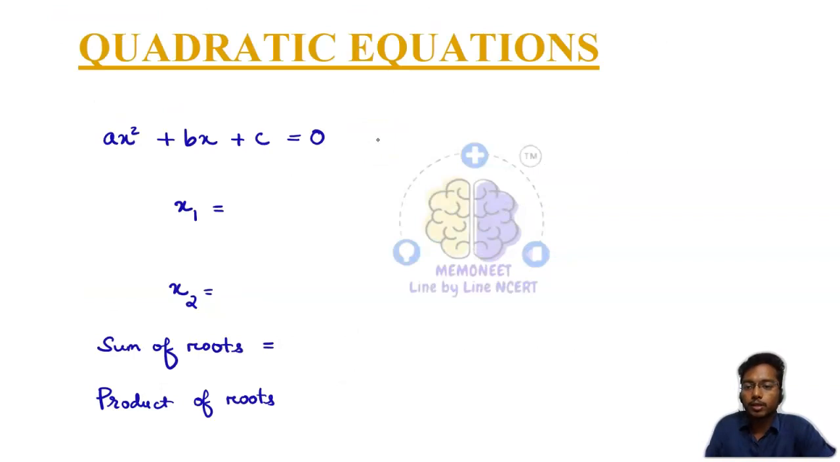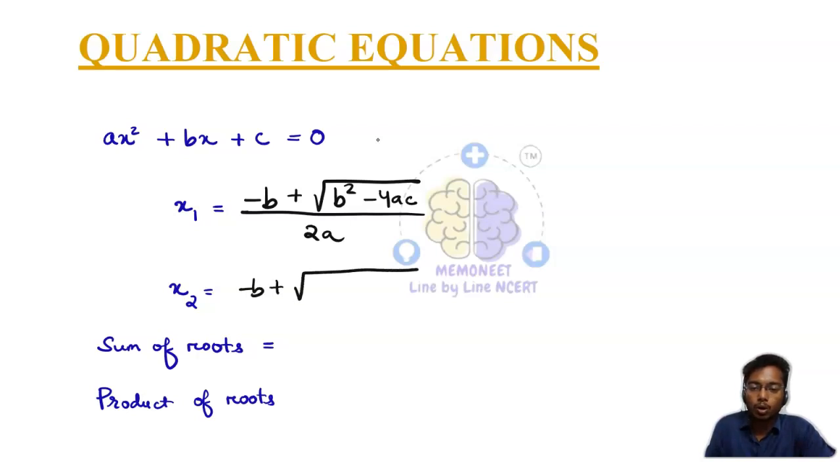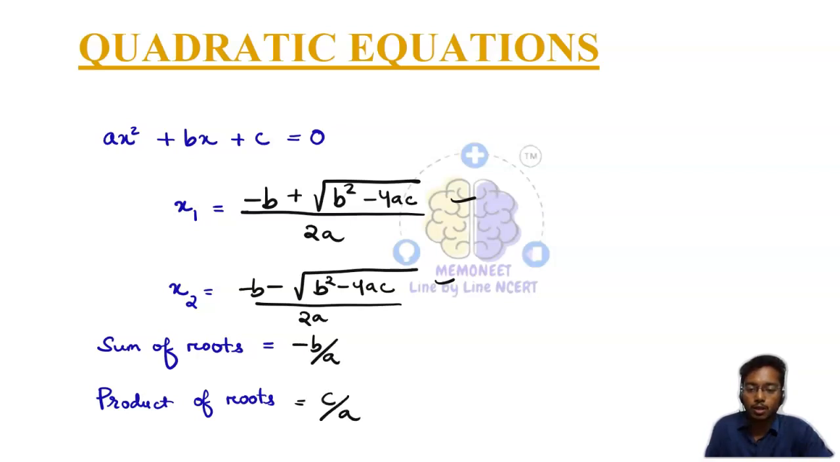Let's see the expression here. Ax square plus bx plus c. Here x1 is minus of b plus under root of b square minus 4ac upon 2a, and x2 will be minus of b minus under root of b square minus 4ac upon 2a. Okay, we have the two roots over here. Here the x value suggests both these roots. So sum of the roots is minus b upon a, and product of roots is c upon a.